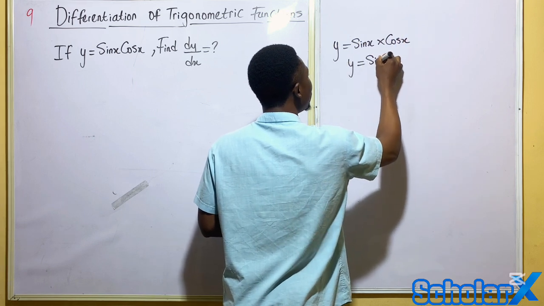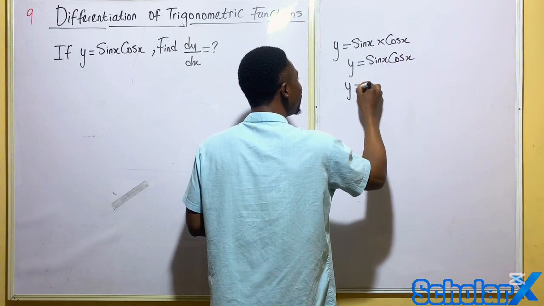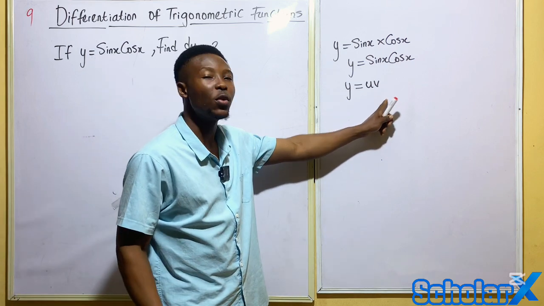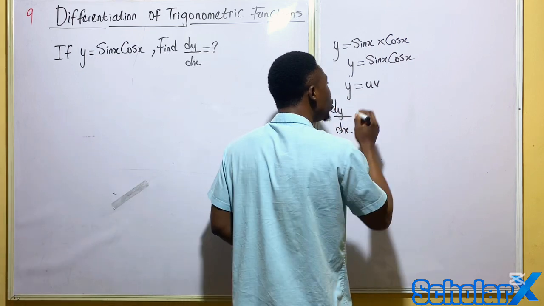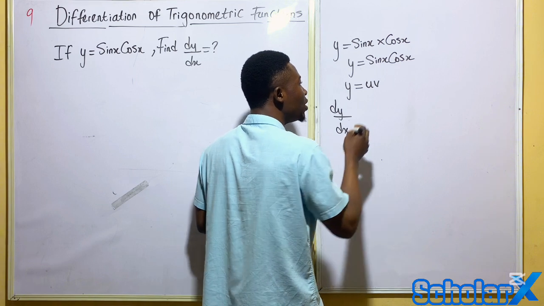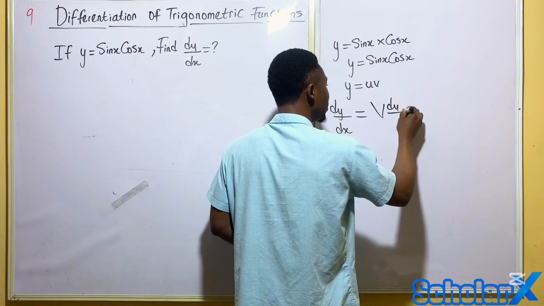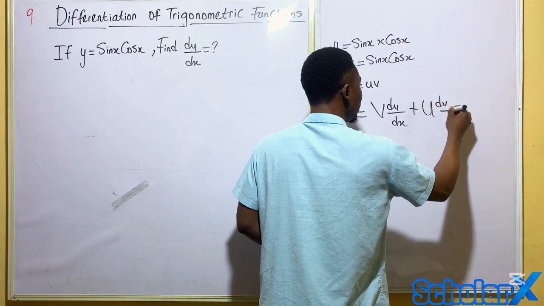Sine x cos x. And that brings us to a reminder of when we have a function in the form uv. Alright, so this is a product. So for us to be able to find dy/dx, we use the product rule. And the product rule says what? v du/dx plus u dv/dx.